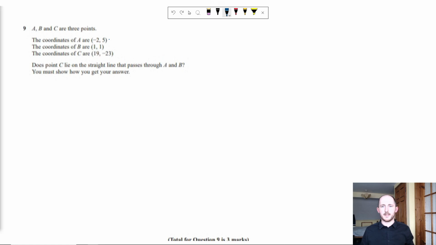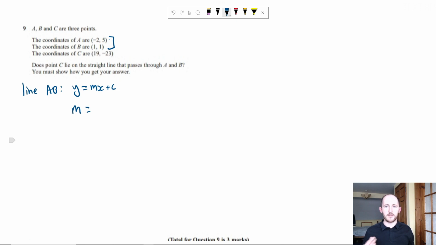Let's get started. So first of all, we're going to work out the equation of the line for AB. So I'm going to write line AB. So we have y equals mx plus c. Now the gradient is just going to be the change in y over the change in x.